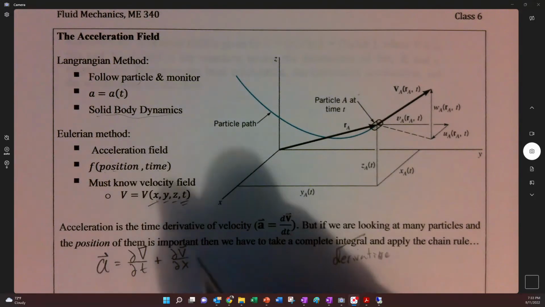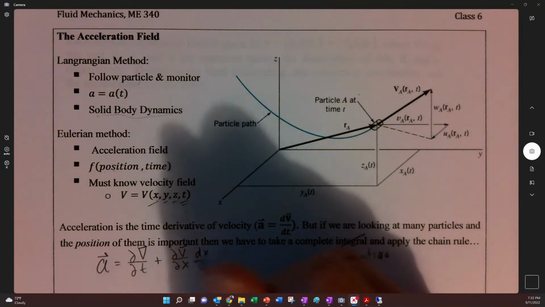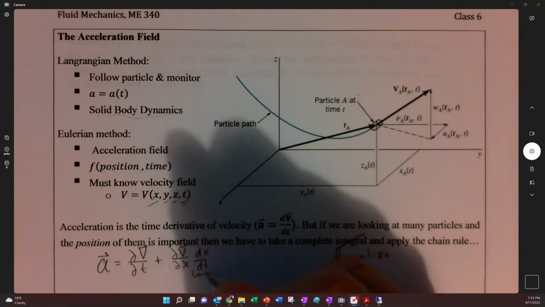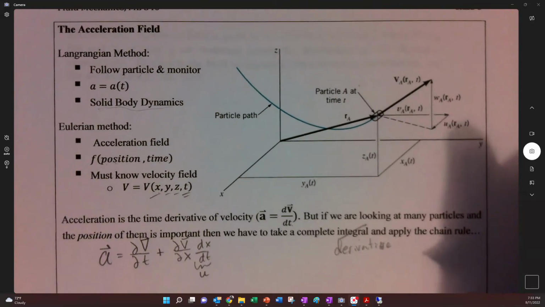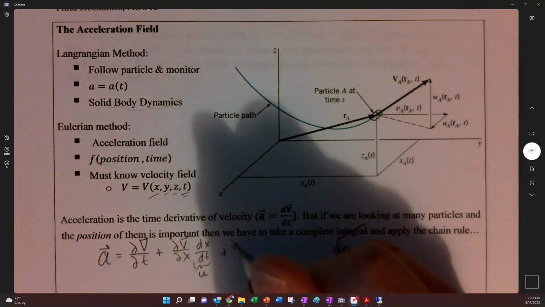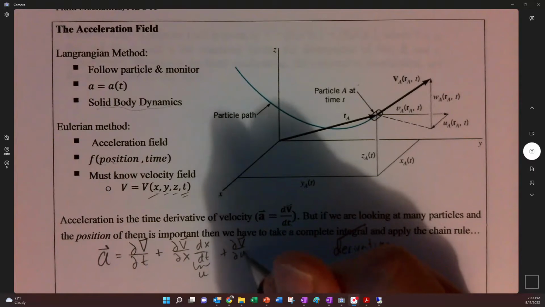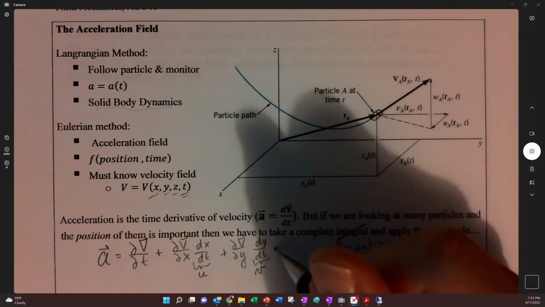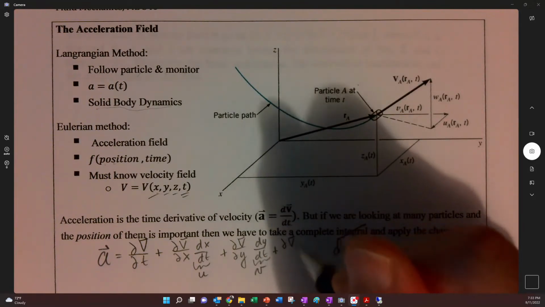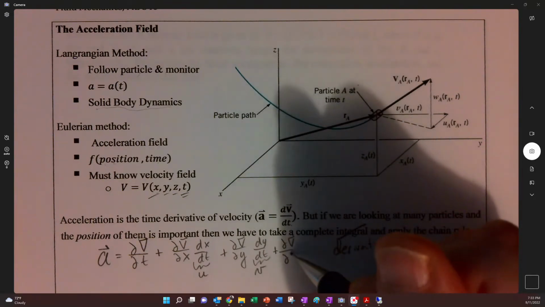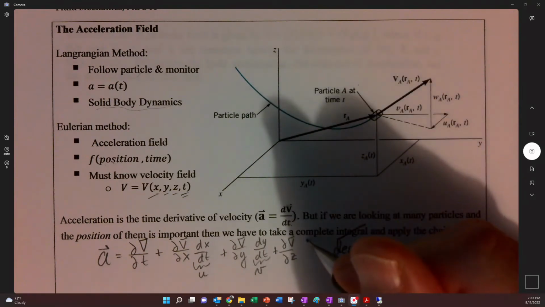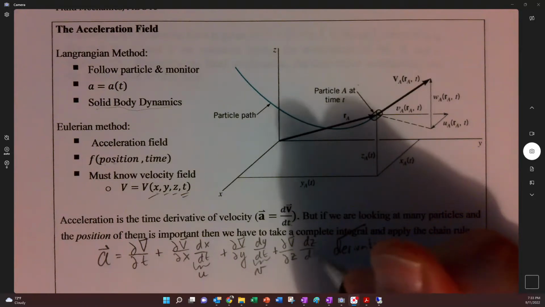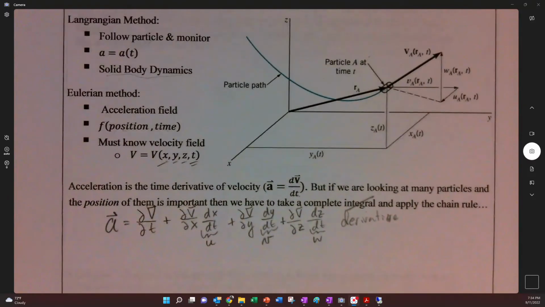So we need to do the chain rule here and go dx dt, which we know to be the component u. And then we do the same thing in the y direction. So we take dy dt, and we know that to be v. And then lastly, we take the derivative with respect to the z direction. So we go dz dt, and we know that to be w. So these represent the components.